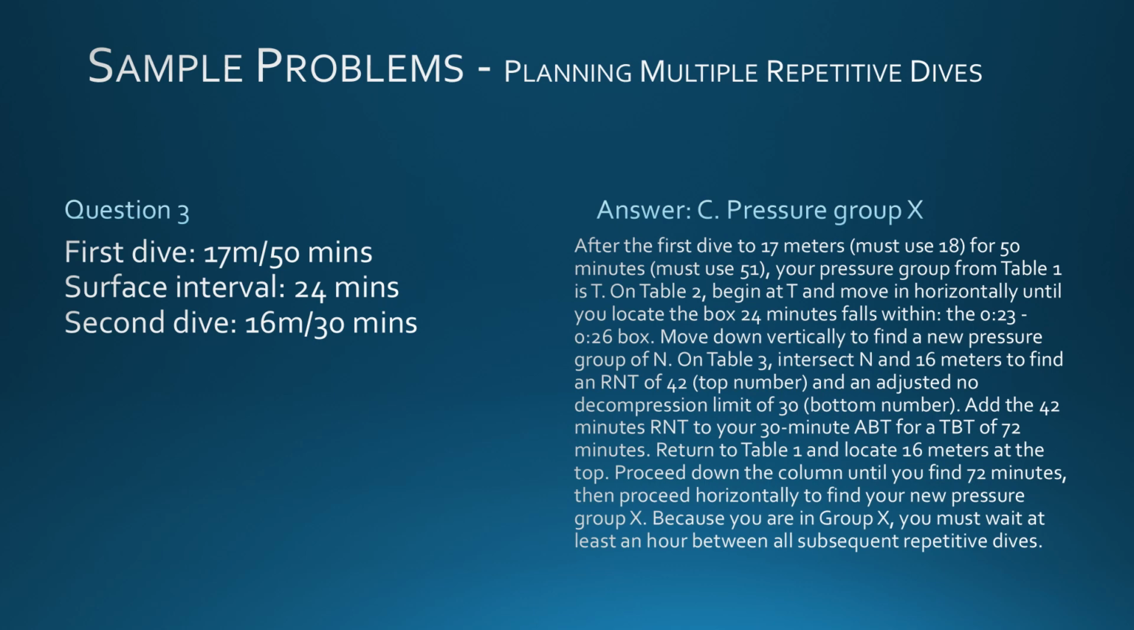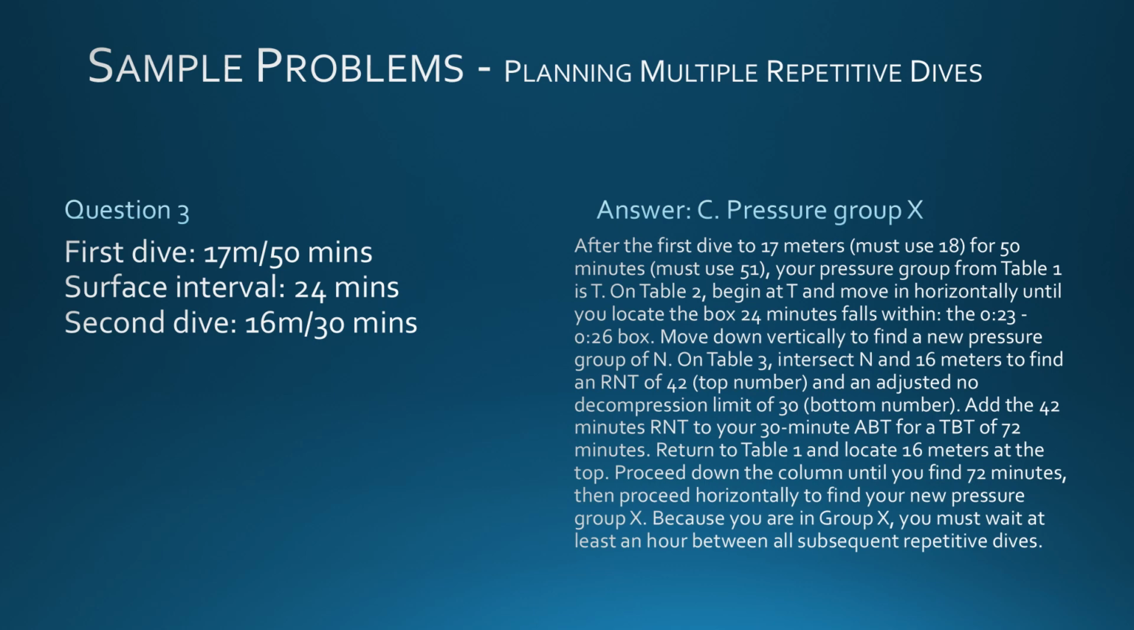On Table 2, begin at T and move horizontally until you locate the box 24 minutes falls within, the 23 through 26 minute box. Move down vertically to find a new pressure group of N. On Table 3, intersect N and 16 meters to find an R and T of 42, that's the top number, and adjusted no decompression limit of 30, the bottom number. Add the 42-minute R and T to your 30-minute ABT for a TBT of 72 minutes.